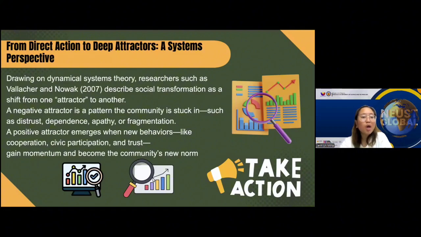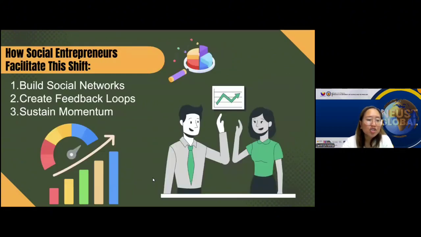So how do social entrepreneurs facilitate this shift? As you can see, there are three. Social entrepreneurs help communities move from old, unhelpful patterns to positive, lasting change by first building social networks. They bring people together around shared goals, creating trust and collaboration. In Afghanistan, women journalists formed peer groups that became safe spaces for networking and support.